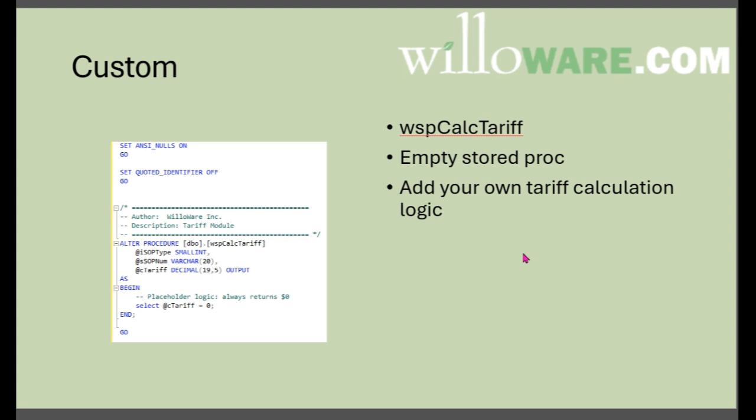I just wanted to touch quickly on the custom calculation method. This uses an empty stored procedure that's created by the installation process. By default, it has no logic in it. And as you can see, the tariff just returns zero. You can edit this to do whatever type of calculation you want. So you can add a custom tariff or a custom surcharge calculation onto any document.